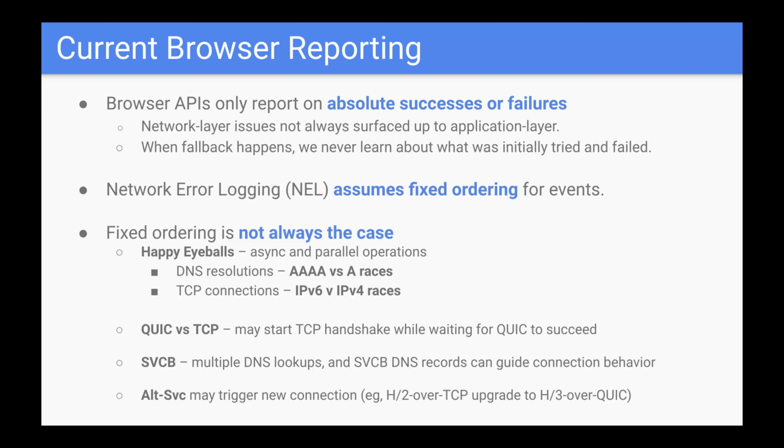things that are not classified as absolute successes or failures. We tried, they failed, but we had a fallback. And the fallback is what we are reporting. QUIC versus TCP connections: some connections may start with a TCP handshake while they're waiting for QUIC to succeed. There are multiple DNS lookups that happen through browsers, and some DNS records guide the connection behavior. And the list is longer than this, honestly. Next slide, please, Nick.